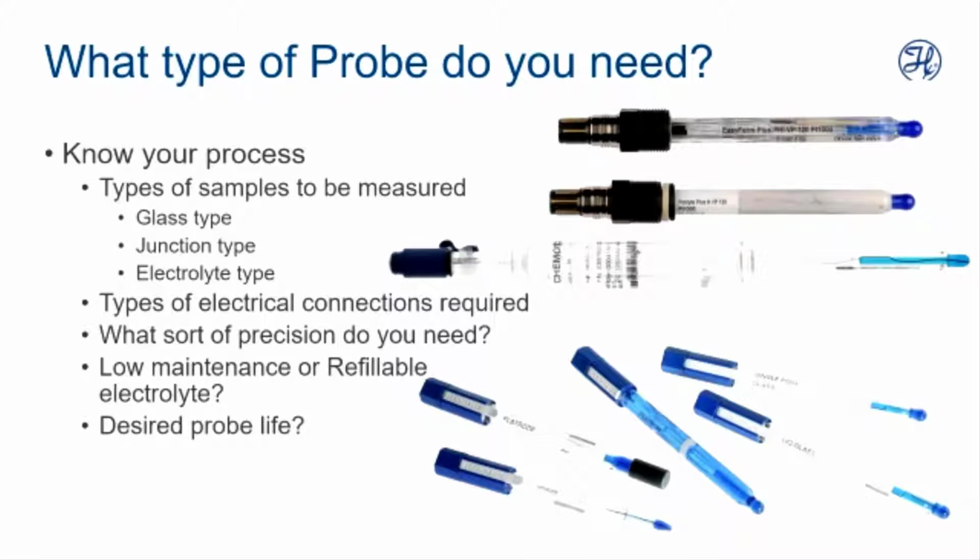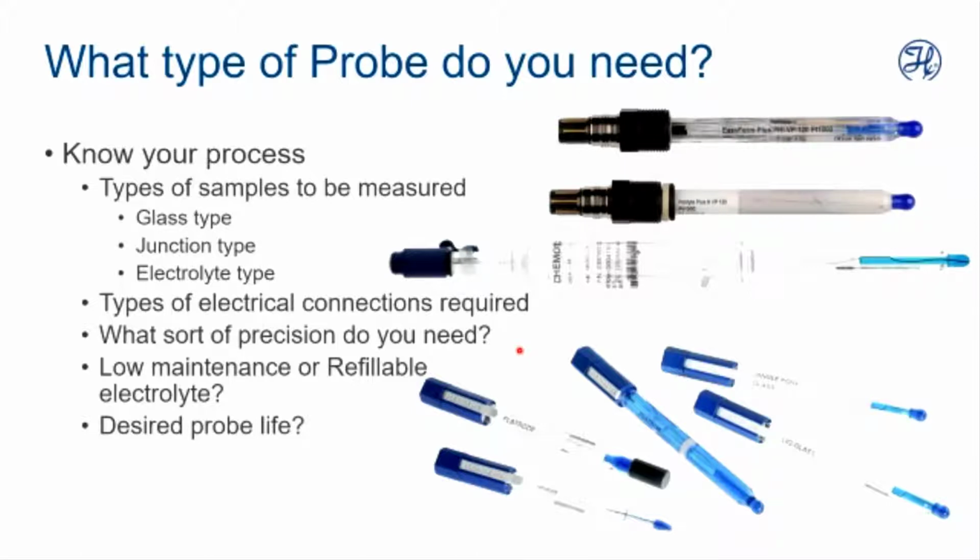Glass type. Am I making anything with HF? Am I making anything that forms biofilms? Do I need to consider any of these processes? Electrical connections are huge, and we'll talk about those more in just a minute. What sort of precision do you need? Are you okay if it's plus or minus half a pH unit, or do you need to really knock it down to 0.05?